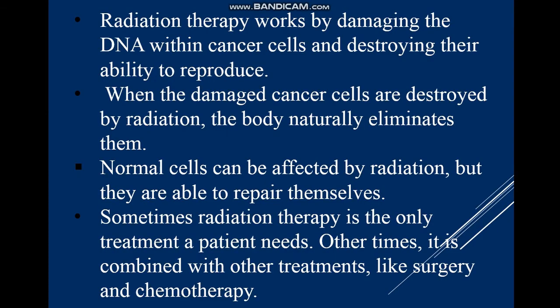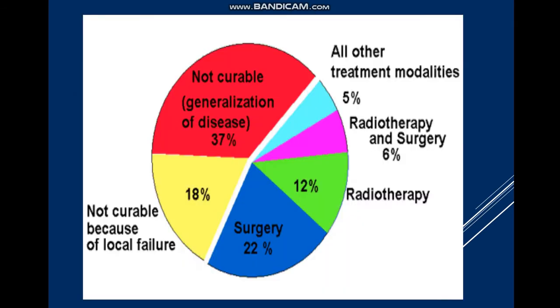Radiation therapy works by damaging the DNA within cancer cells and destroying their ability to reproduce. When the damaged cancer cells are destroyed by radiation, the body naturally eliminates them. Normal cells can be affected by radiation, but they are able to repair themselves. Sometimes radiation therapy is the only treatment a patient needs. Other times it's combined with other treatments like surgery and chemotherapy.